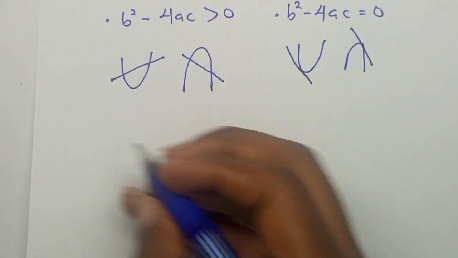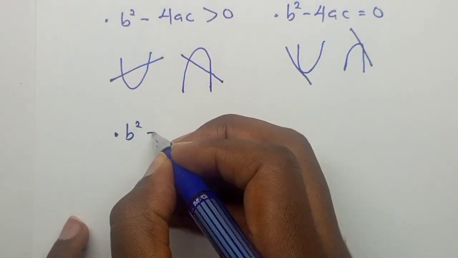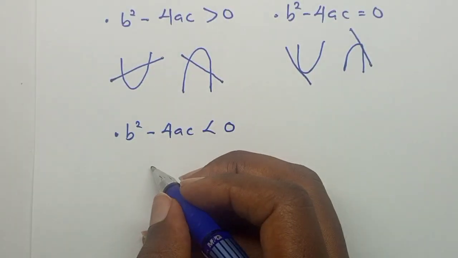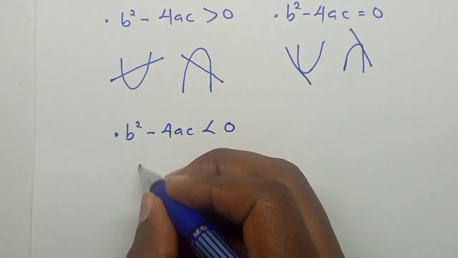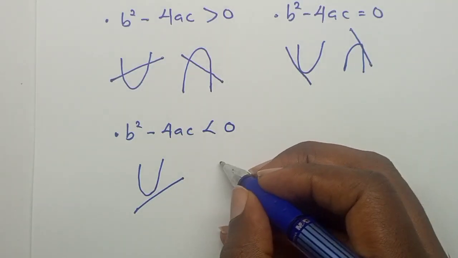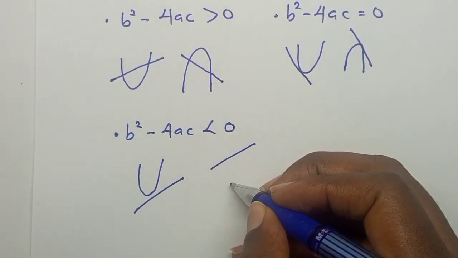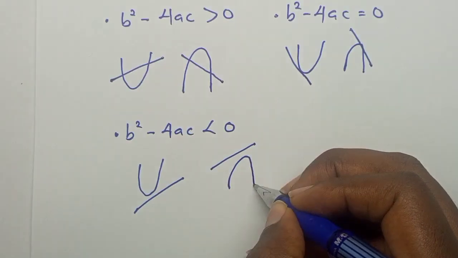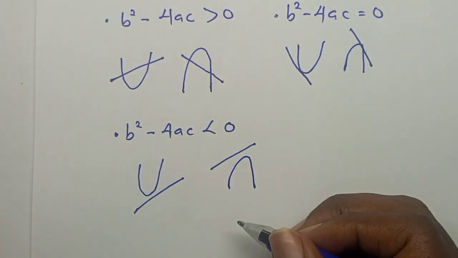Then where the discriminant is less than 0, there we have no real solutions. So they will not intersect at all, the linear graph and the quadratic graph.